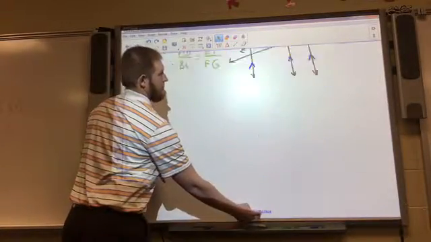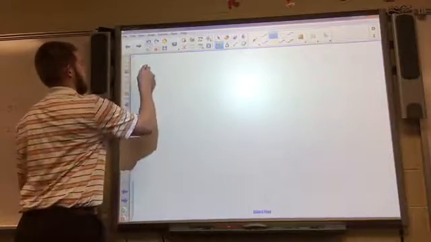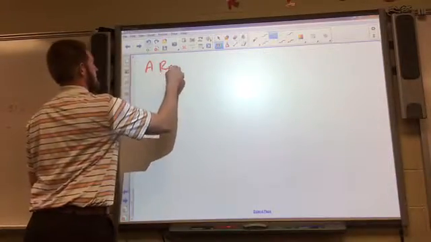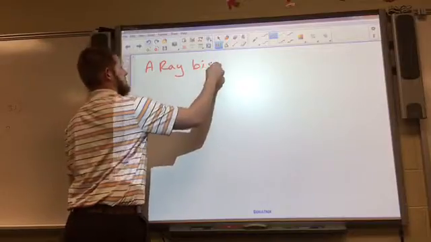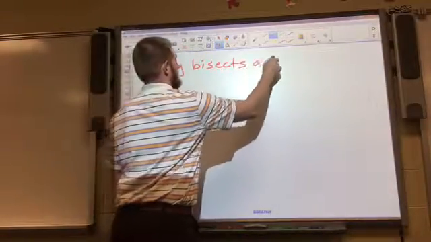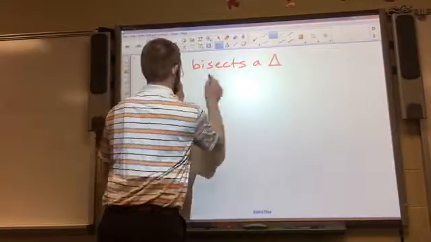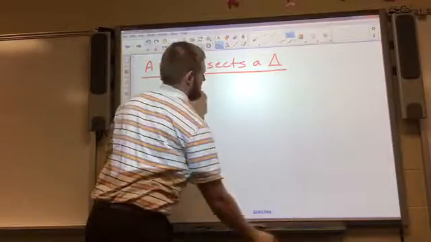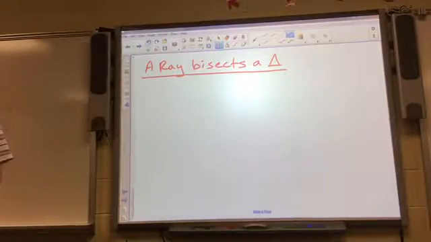The next theorem, and the last one we have today, is a ray bisects a triangle. That was kind of the best name I could come up with for this one. It doesn't bisect the triangle completely. It just bisects an angle of the triangle. So if you want to write that as your name, that's fine. If you want to write a ray bisects an angle of a triangle, that's fine. I just wanted to keep it as short as possible.